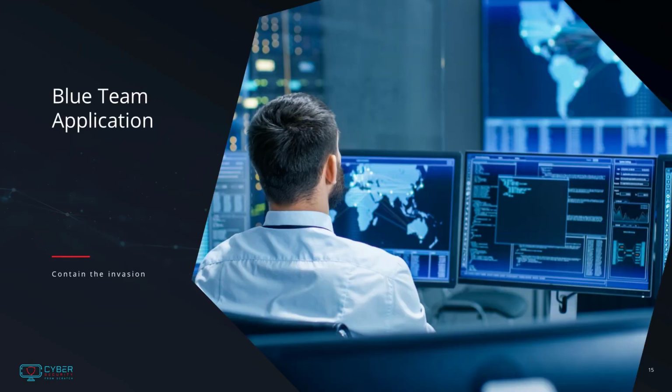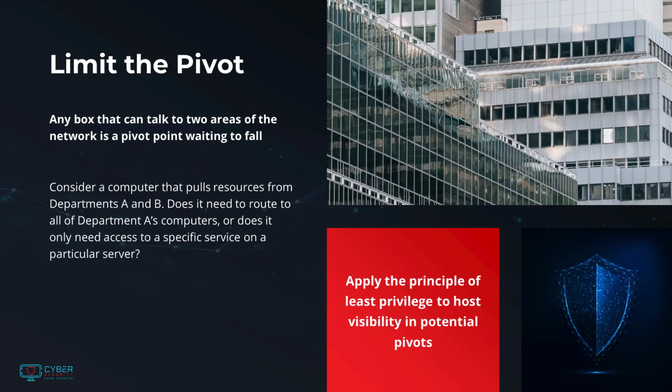Now let's look at the blue team side of things. Let's assume that someone has gotten into the network, they have a foothold, they're trying to move laterally. How do we slow down or stop them from doing that? Limiting any pivot point is essential. And this is specifically here talking about any box that can talk to two areas of a network which shouldn't directly be able to talk to each other.